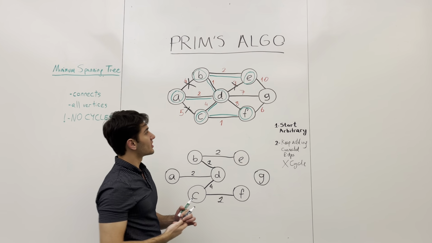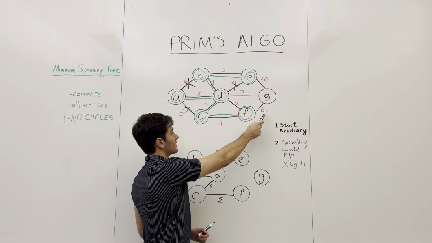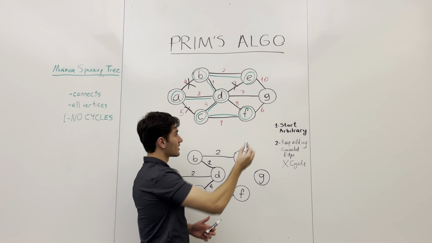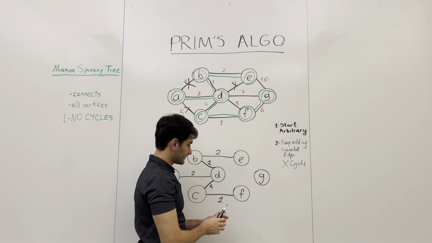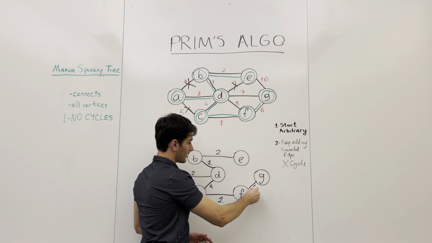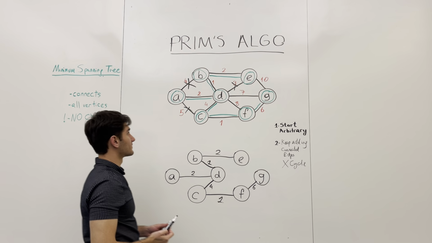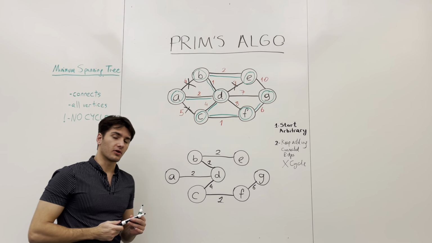And next, we're gonna check 6. 6 is the next smallest edge, and then we're gonna connect F to G and get G. So we're gonna have the edge with the weight 6. So this is how Prim's algorithm works.